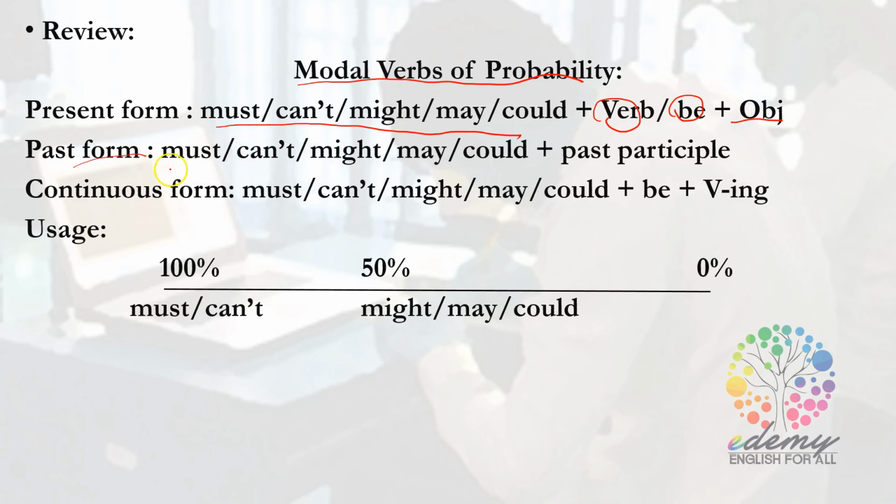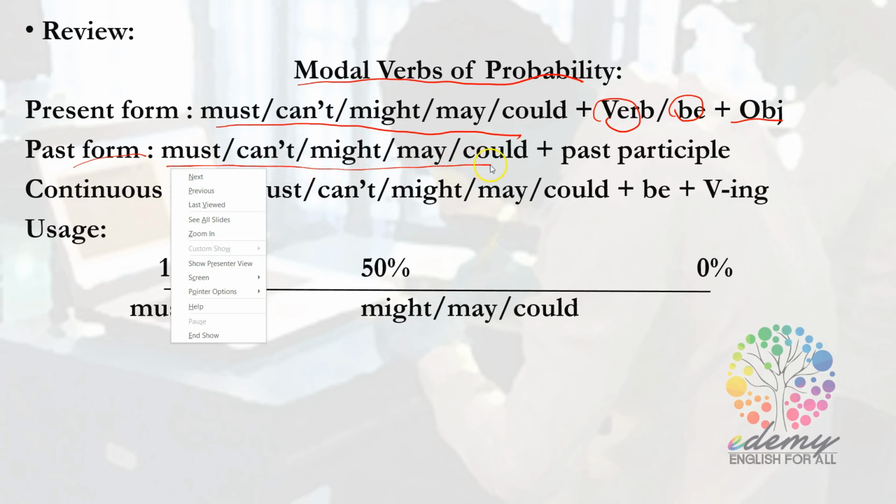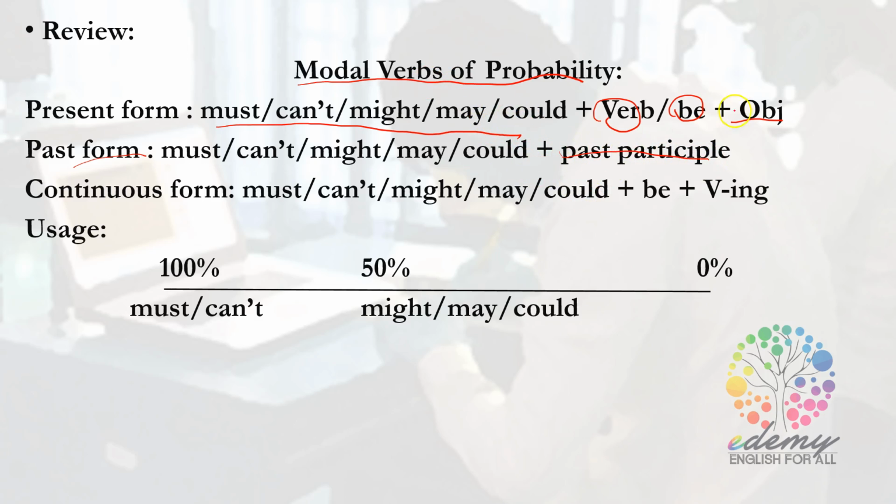Past form, we have modal verbs of probability like can, might, may, and could plus past participle. And what is past participle? Past participle, we have have plus verb 3. And then look at the continuous form. In the continuous form, you have must, can, might, may, and could plus be and plus verb ing.